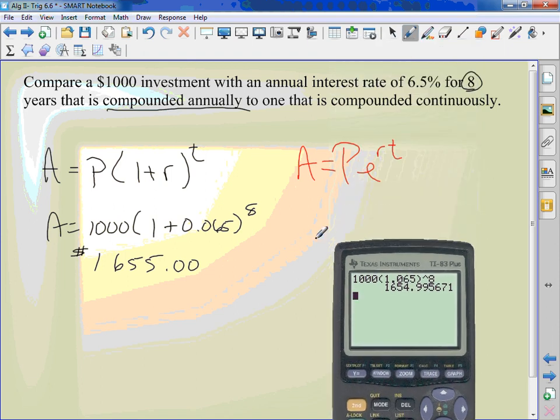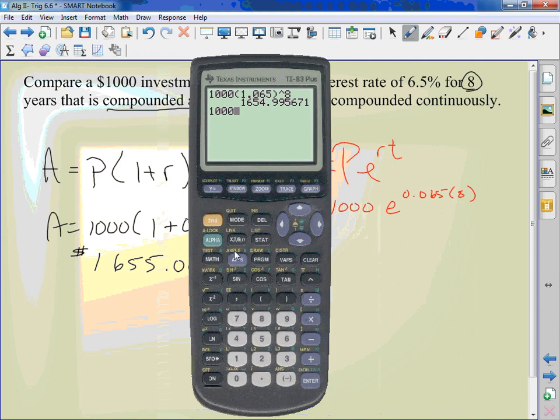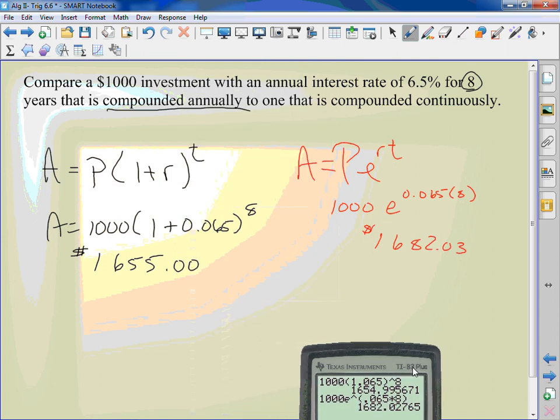The other way, we have 1,000 times e to the 0.065 times 8. On the calculator: 1,000, second ln, 0.065 times 8, close the parenthesis, enter. $1,682.03. I'm just moving the calculator.